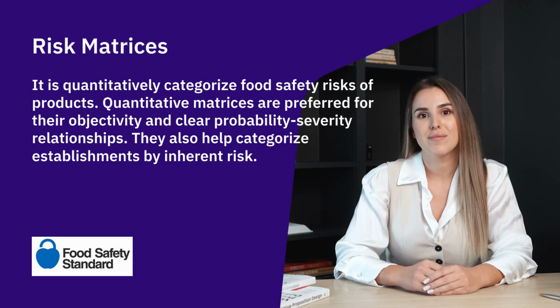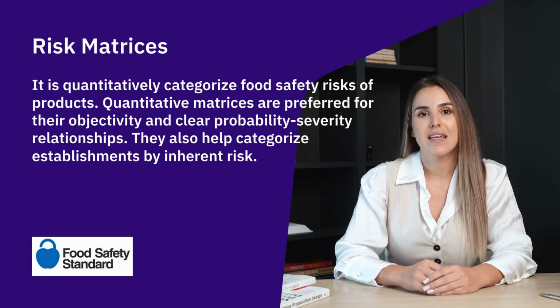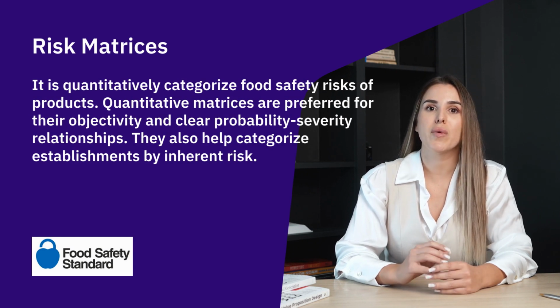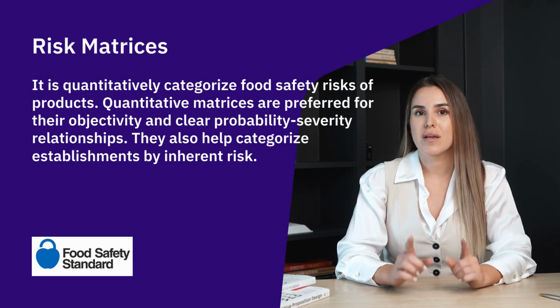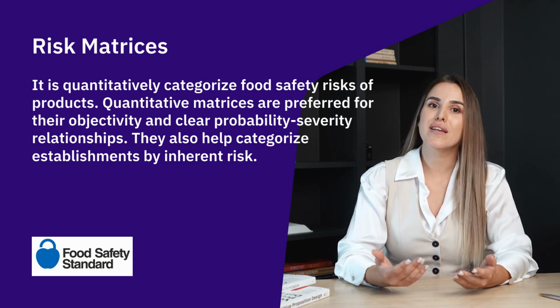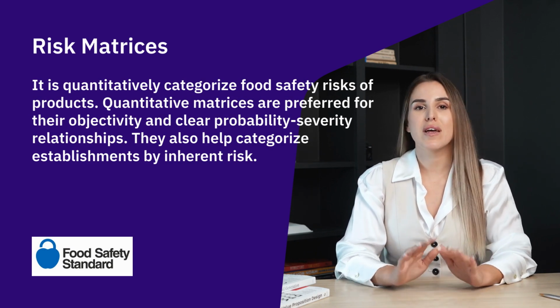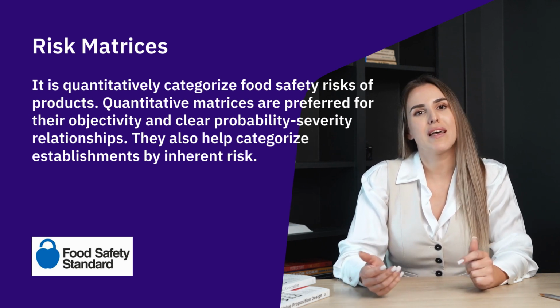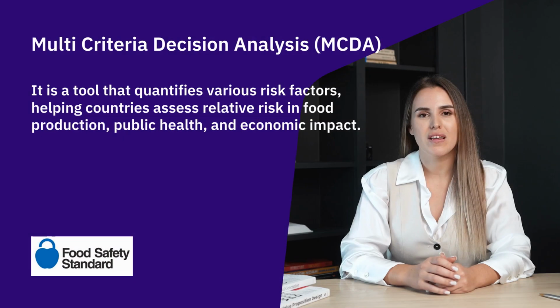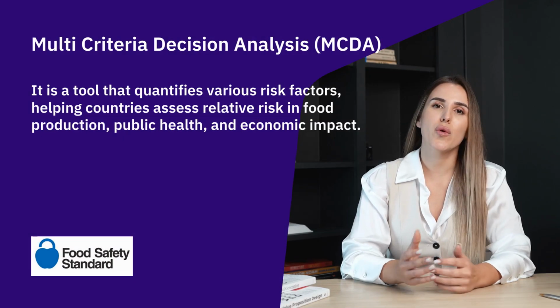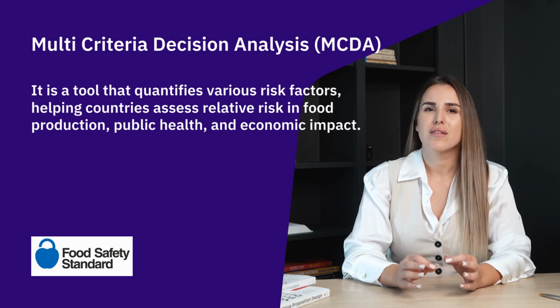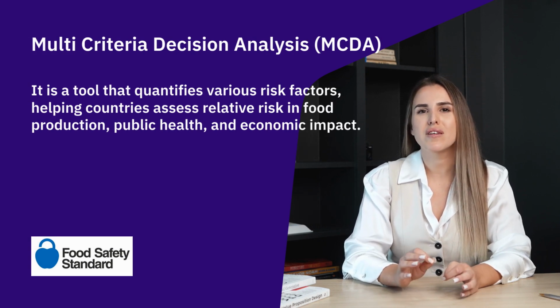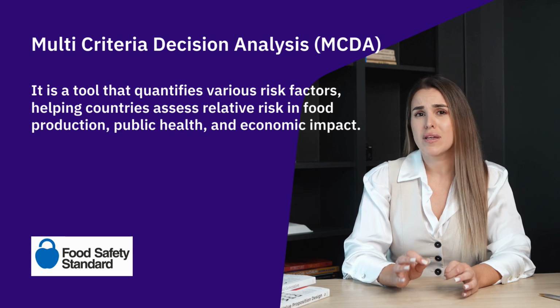Risk matrices. They quantitatively categorize food safety risks of products. Quantitative matrices are preferred for their objectivity and clear probability-severity relationships. They also help categorize establishments by inherent risk. Multi-criteria decision analysis is a tool that quantifies various risk factors, helping countries assess relative risk in food production, public health, and economic impact.